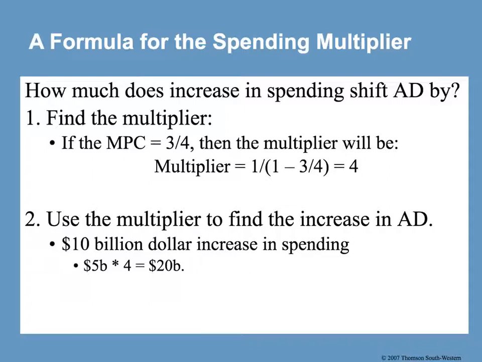Well, that $5 billion times 4, the multiplier, would close that recessionary gap of the $20 from the last page. And that's what this equation is. So a $5 increase in spending leads to a $20 billion, or in this case $20, increase in GDP.